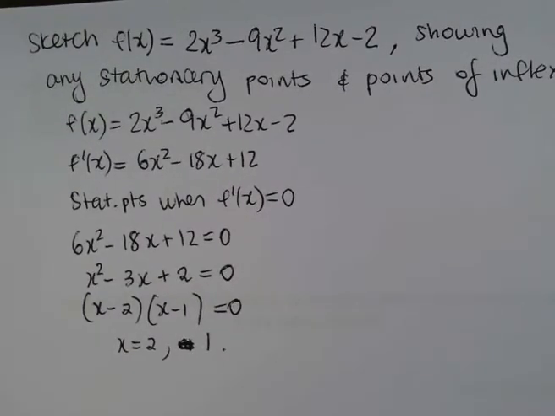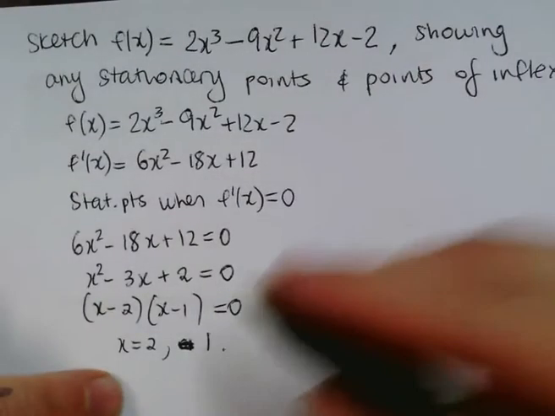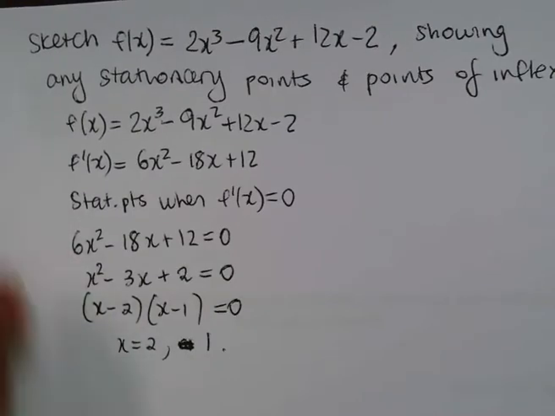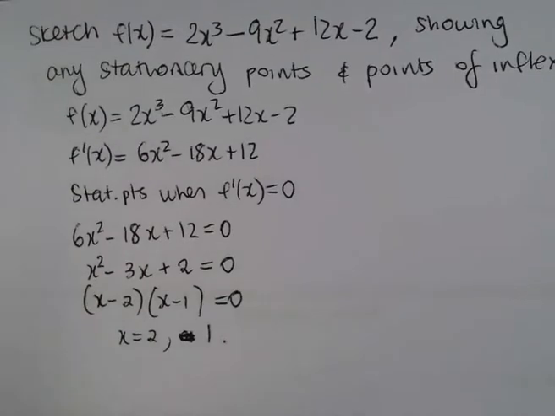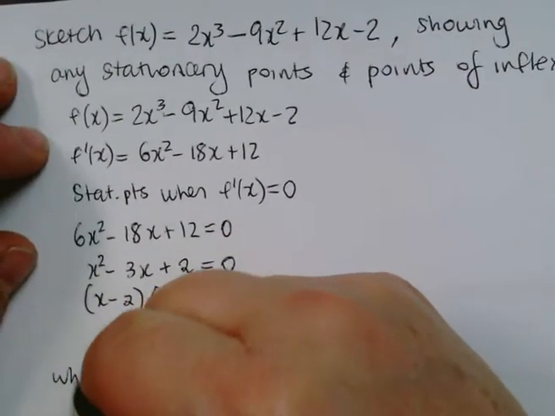Now, this is the same as what we did before, but what we did before was do up a table of values and work out what the gradient did on either side. We're not doing that anymore. That's one method. We're looking at the second method. We know we've definitely got a stationary point when x is 2 and when x is 1. So there are only 2 stationary points. So let's just work out their y values.